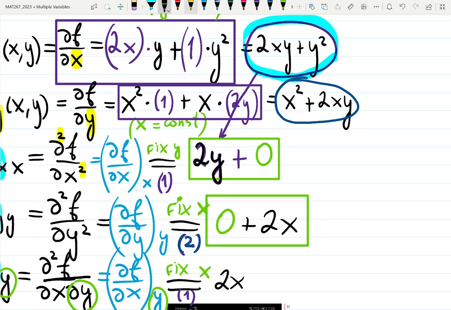2x, let me write down, times 1, because y prime is 1. Plus y squared. 0 or 2y? 2y. Why is it 2y?